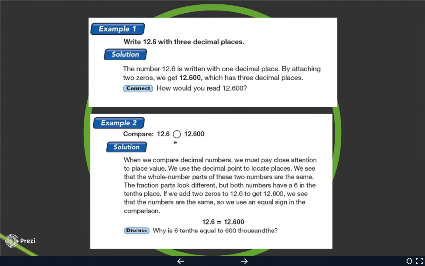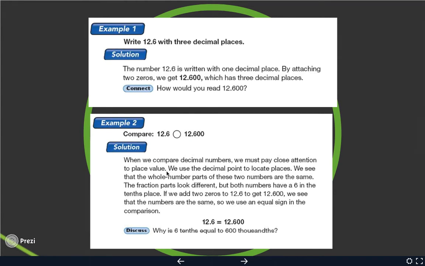In example number 2, we're going to compare these two numbers, 12.6 and 12.600. And remember, we haven't done anything to this. It's still actually the same number, 12.6. If you look at the place value, it's still in the same place. If we had zeros here, it'd be the same exact number. And it actually is the same exact number. So it'd be equal. There's no less than or greater than, it's equal to.